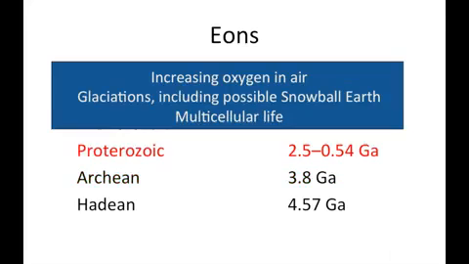The third eon is called the Proterozoic. It started about 2.5 billion years ago and lasted till about 500 million years ago. The Proterozoic was characterized by increasing oxygen concentration in the atmosphere. There were also periods of glaciations, including a period when the Earth may have been entirely covered in ice. And also in the Proterozoic, multicellular life evolved.